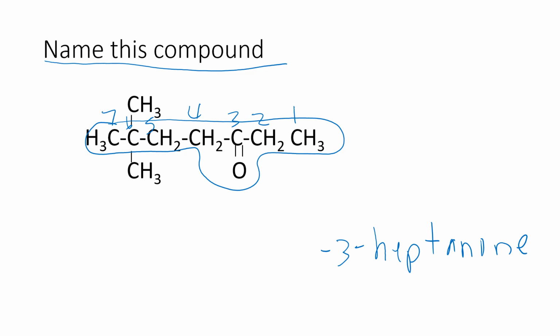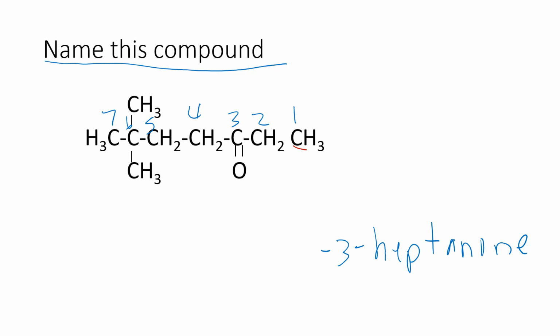If we were to go from left to right, we would see it's at carbon 1, 2, 3, 4, 5. So we don't want to use the red numbering, because then our carbon would be at a larger number. So we always have to go with the smallest number.